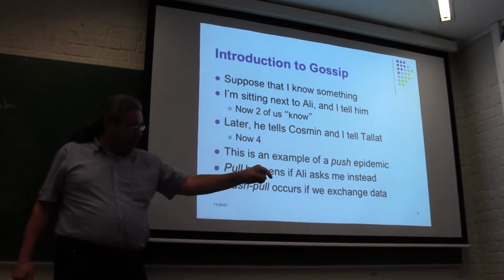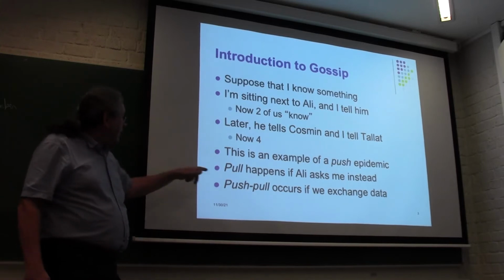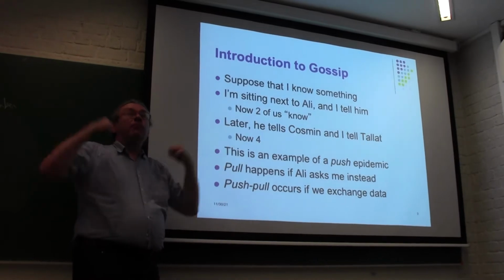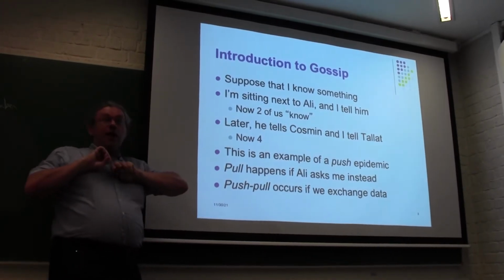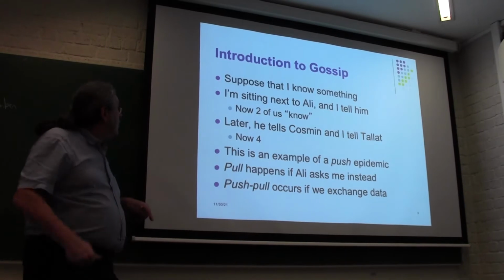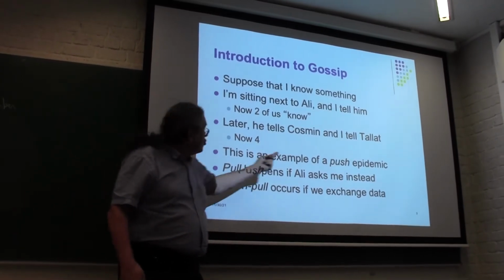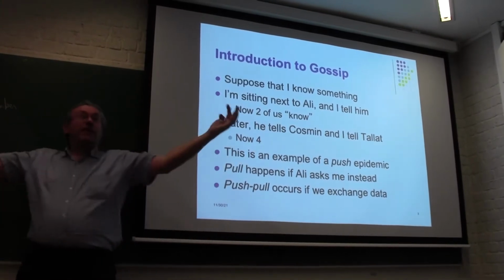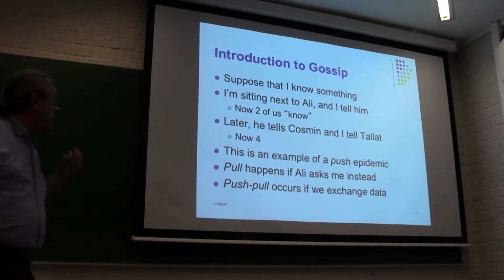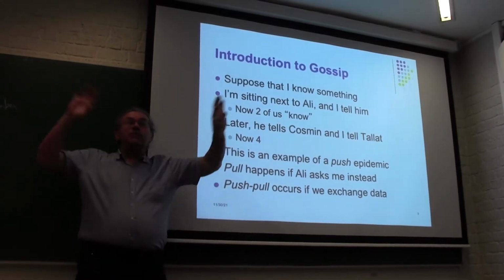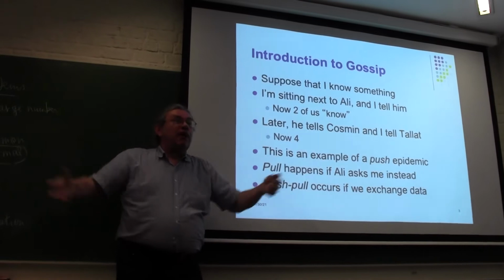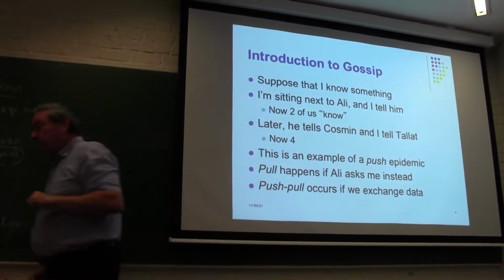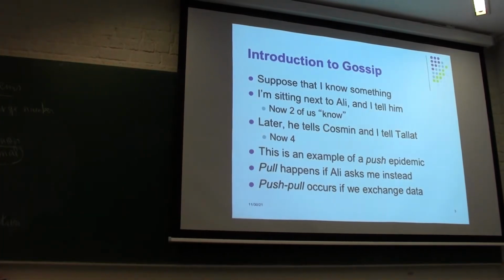If I tell something to Ali, but he gives information back, and maybe asking something, then it's pull. So I'm asking for information. Or push-pull if information is going in both directions. So there's three kinds. There's the push kind, which is just dissemination. But pull means you want to gather information into one place. And push-pull means you want to do it in both directions. So basically you want to send something but get something back. Okay? So that's the idea.